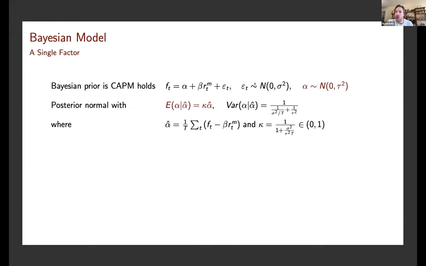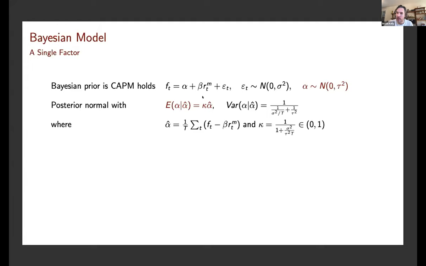I have residual returns that are normally distributed, and I have a prior about this alpha. This prior is going to be normal, and my conviction in that prior is governed by this parameter tau. The prior is that the CAPM holds, i.e. the prior mean is going to be zero. Now, what happens if I calculate an OLS alpha, which I call alpha hat here, let's say from a published result? Well, I'll get some OLS alpha, but what is the Bayesian going to think about post-publication alpha? They're going to form their posterior, and naturally that posterior is going to be a linear combination of the OLS alpha and the prior mean, zero.